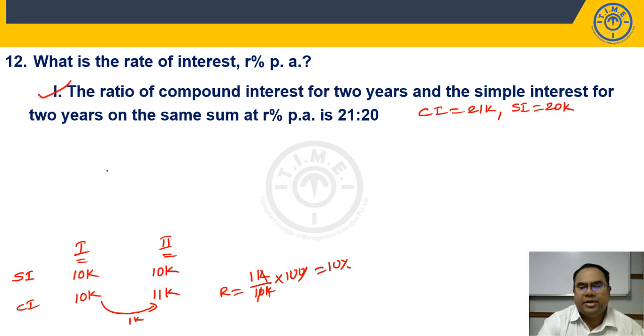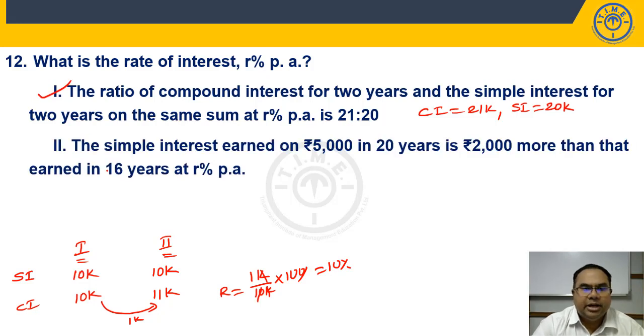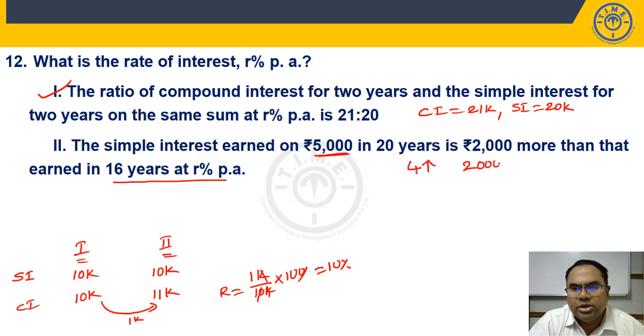I can answer from the first statement alone. Second statement: simple interest earned on 5,000 in 20 years is 2,000 more than that earned in 16 years at R% per annum. Here, in both cases, it is the same sum. 20 years means it is 4 years more. For 4 years more, I am getting 2,000 more. That means per year, I am getting 500 rupees.